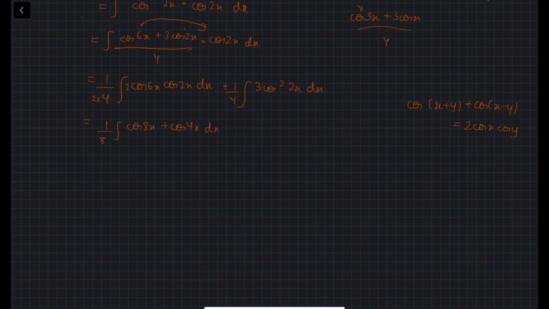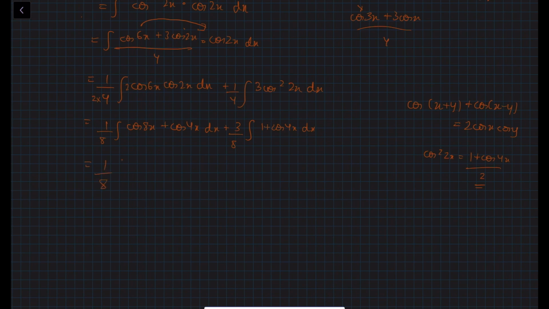And again, I'm just gonna take the 3 outside, and since cosine squared 2x is 1 plus cos 4x over 2, I'm just gonna take this 2 outside as well. So that's just gonna give me 3 over 8 this time. And the integral is of course 1 plus cos 4x. And now we're ready to integrate.